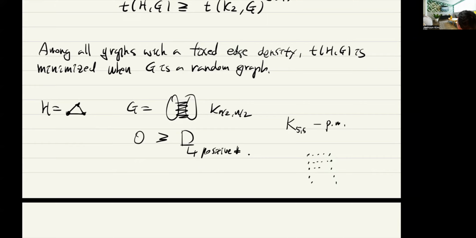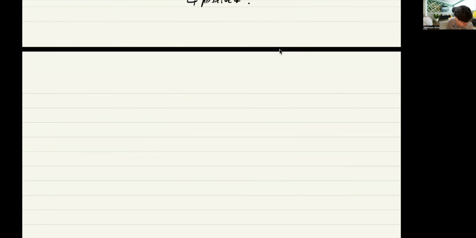So this graph is still not known. Sorry, not perfect matching. I got confused. Minus C10. So you have 5 vertices, and these 10 edges are missing, these are all non-edges, and everything else are edges. So that's the smallest graph for which this conjecture is not known.